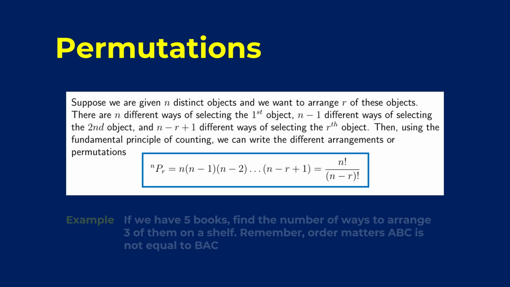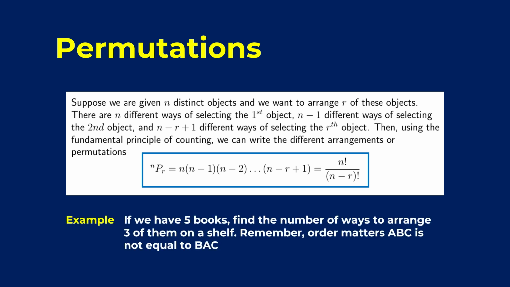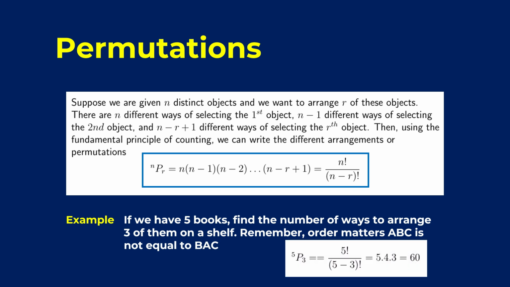Let's look at an example. If we have 5 books and we want to find the number of ways to arrange 3 of them on a shelf, remember, in this case order matters: ABC is not equal to BAC. Then we can use the above formula and we can see that there are 60 ways of arranging 3 books on a shelf if we have 5 books.